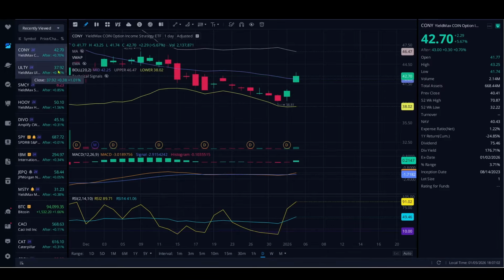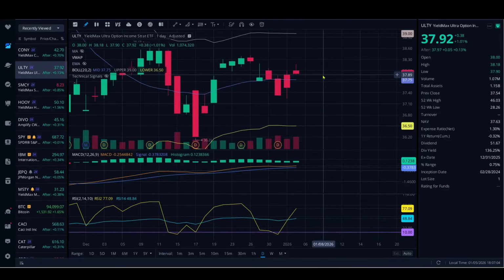And for the next one, we have ULTY. And you can see on ULTY, we are on the top half of that Bollinger Band. We are not on the bottom half. So therefore, it does not meet that first criteria. And you can see that RSI 2, it's sitting at 77.09. I want that under 10. So I'm looking for that candle to be on the bottom half of this Bollinger Band, and I want that RSI 2 to be under 10. It does not meet that, so therefore I did not purchase any ULTY either.